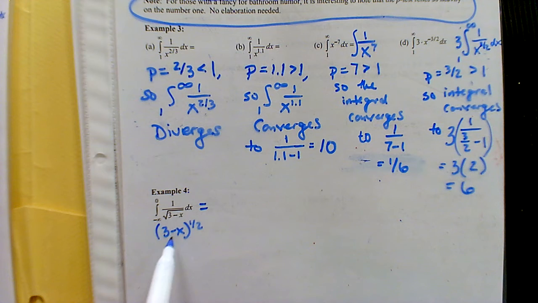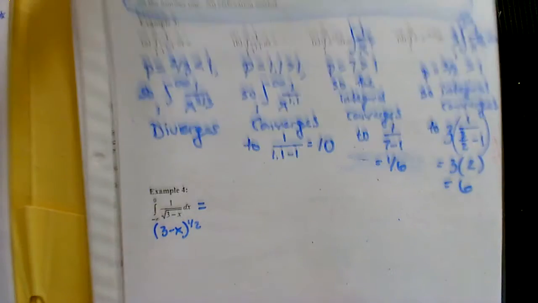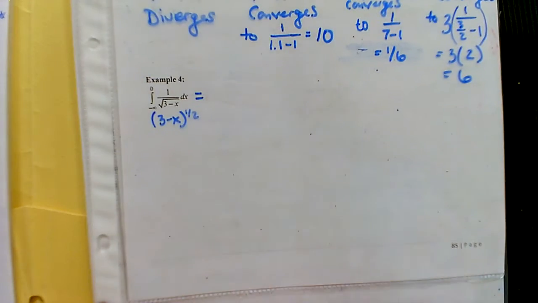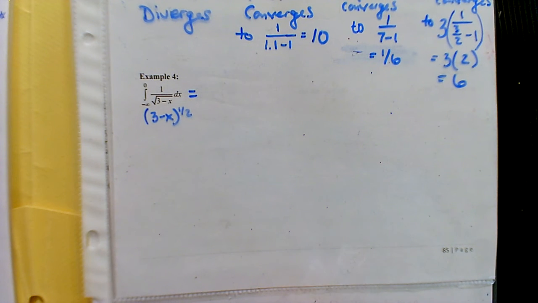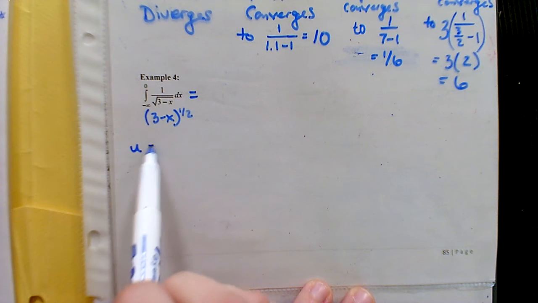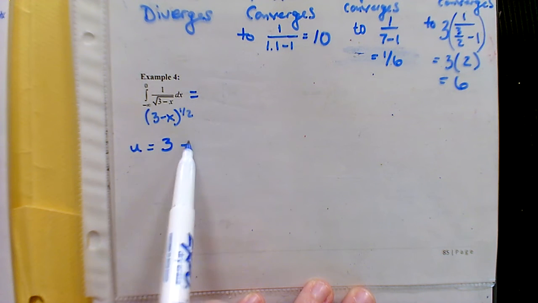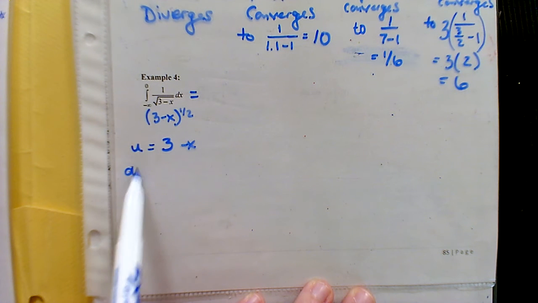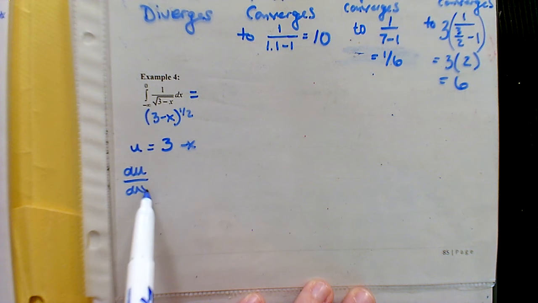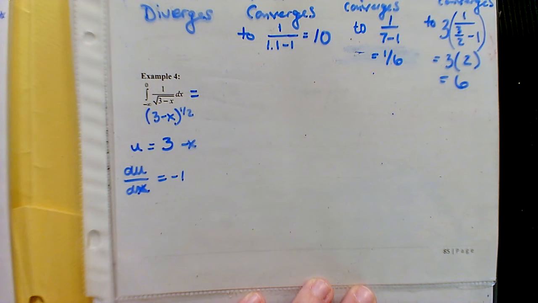So if you have 1 over that square root quantity, how might you want to go through the integration if you think about your techniques? Reverse power, we have u sub, by parts, partial fractions. I'm leaning that way too. What do you want to let u be? 3 minus x, okay. So derivative would be -1.